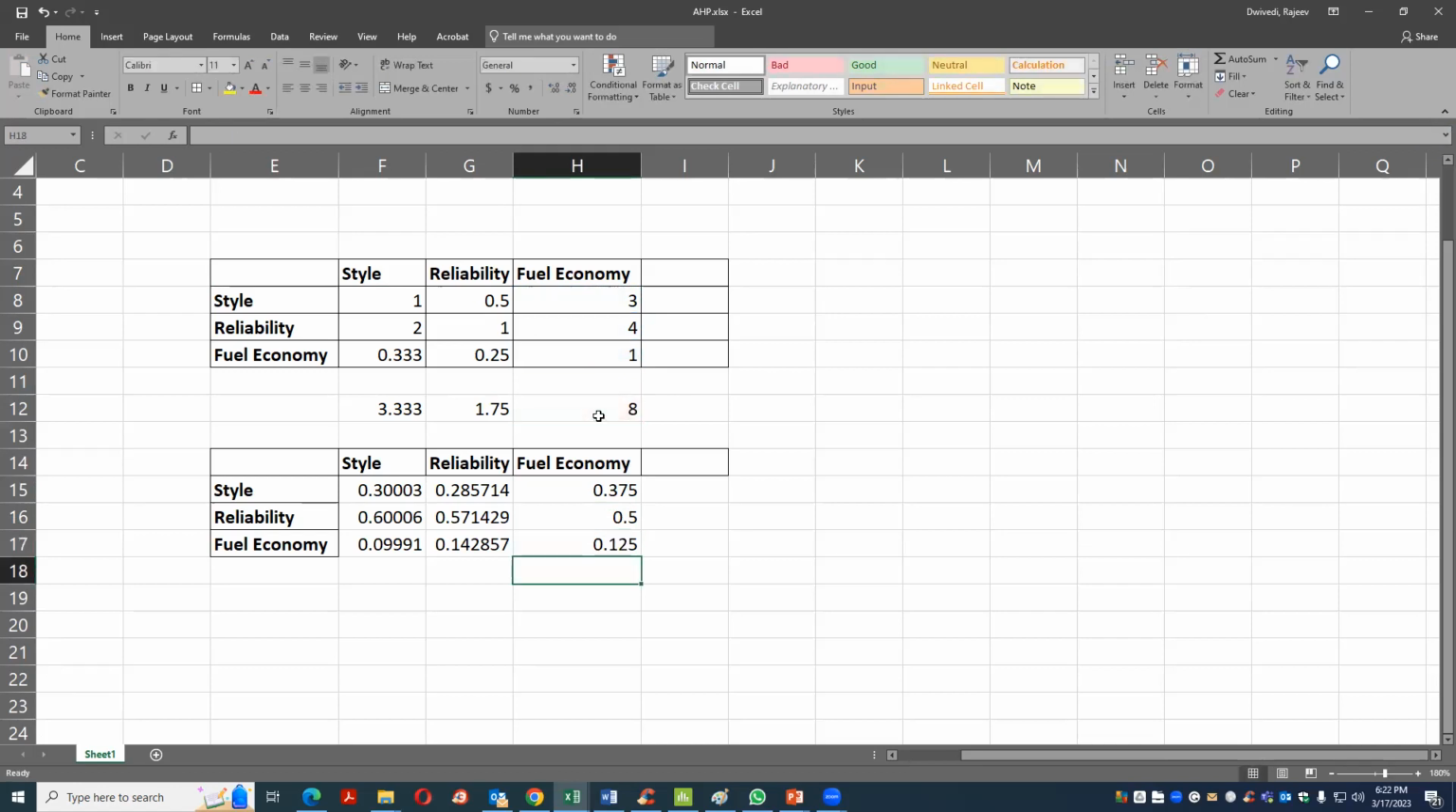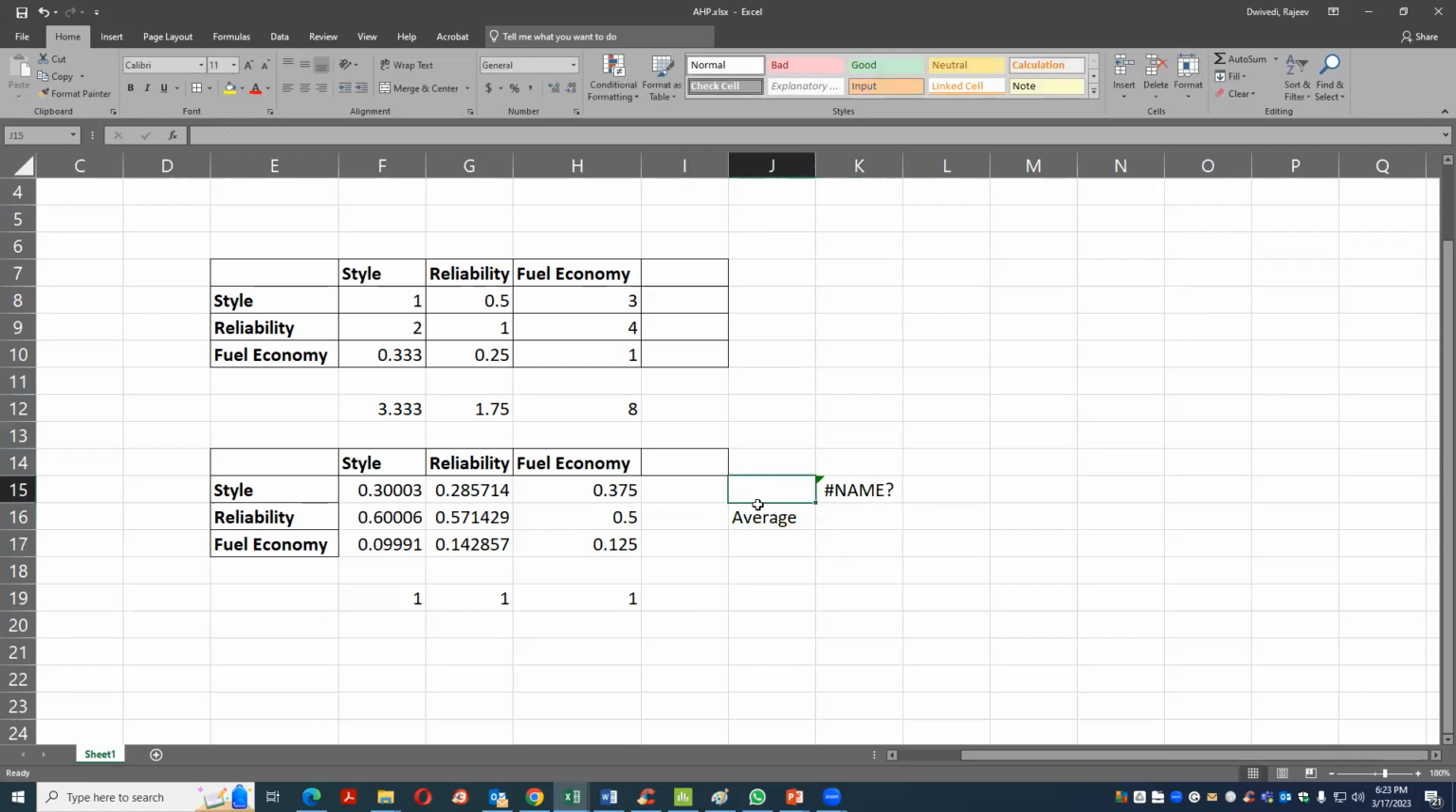Now I'm able to normalize. How can I check whether I have done the normalization? I just take the sum of each column and let's see what value I'm getting. Okay, now I have converted it into 1 or 100%. Now what I'm going to do is take the average of each column, each row, sorry. So now I'm going to take the average of the row.